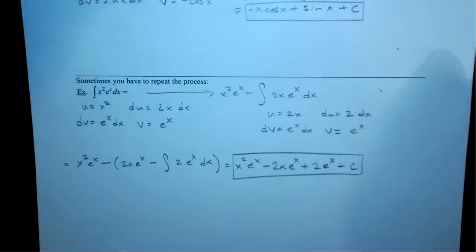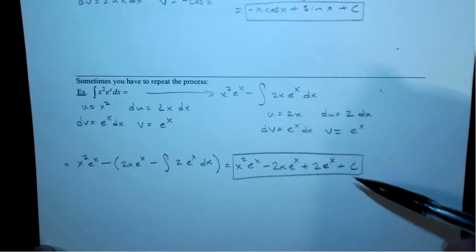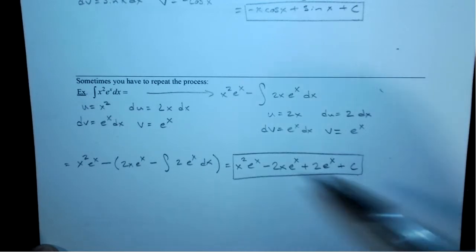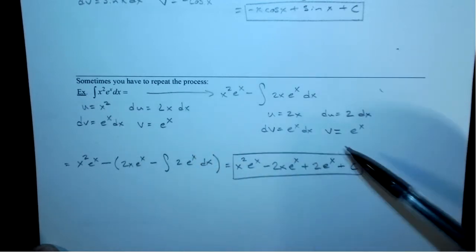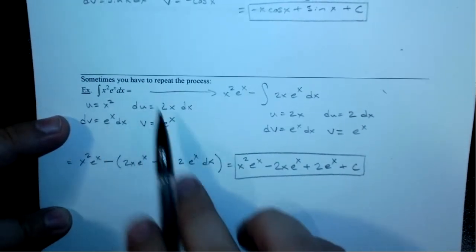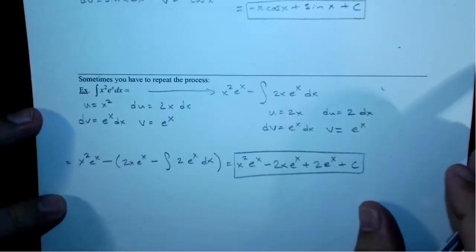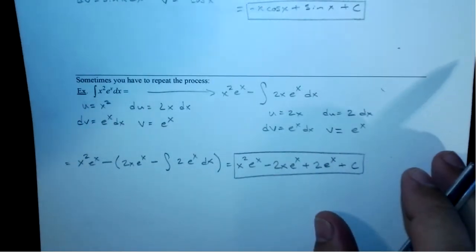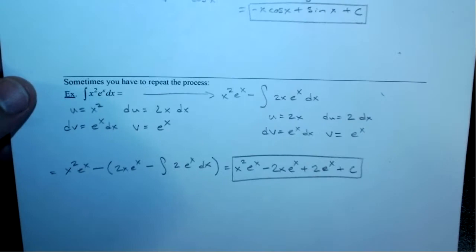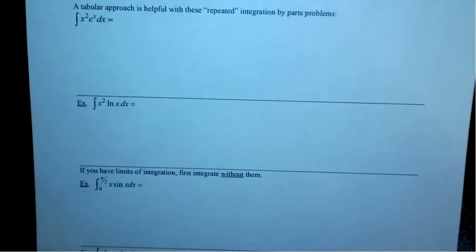Okay, so as it turns out, there's a neater way to do this without having to do all of this work, because it looks kind of messy with this u, du, dv, v. There's a better way to organize it. So what the next question says is the following.